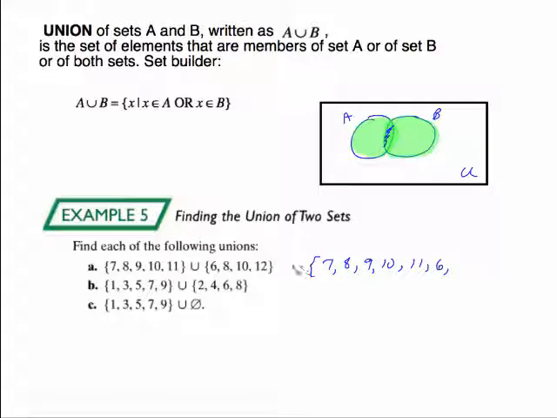I already have it. 10. I already have it. 12. And if you feel better, you could always just write that in order. You don't have to. Same idea here. 1, 3, 5, 7, 9 union with 2, 4, 6, 8, which I just write those down because there's nothing that's being repeated. The last part is 1, 3, 5, 7, 9 union with the empty set, which would just give me 1, 3, 5, 7, 9.